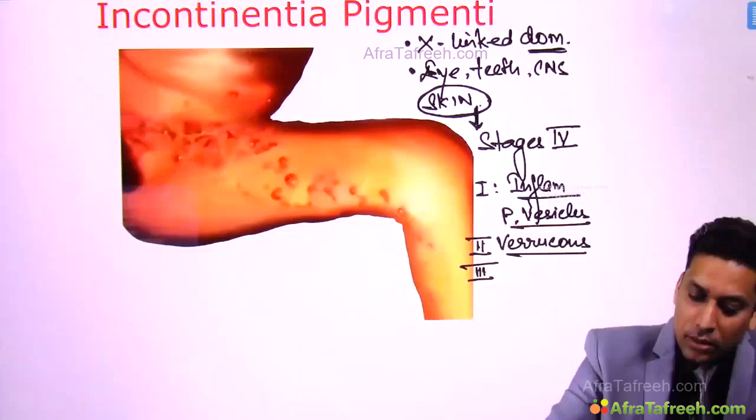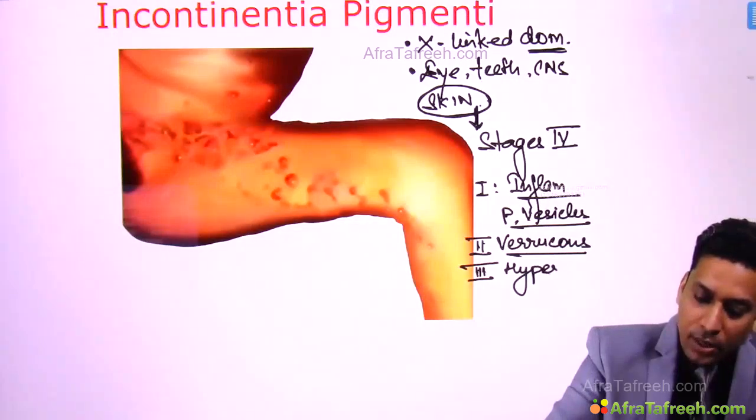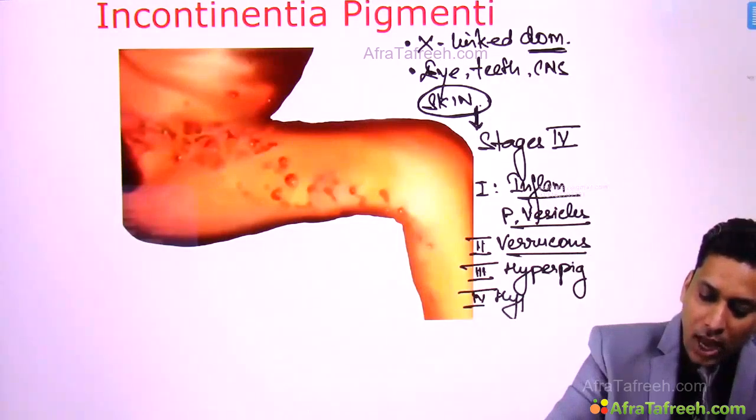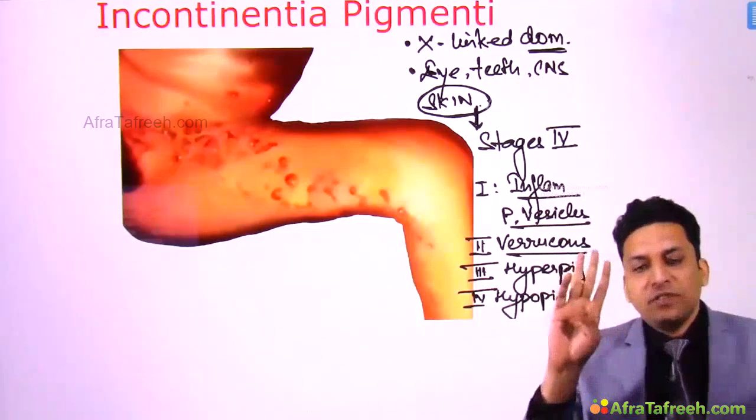Stage 3, hyperpigmented. Stage 4, hypopigmented. So these are the 4 stages of incontinentia pigmenti.